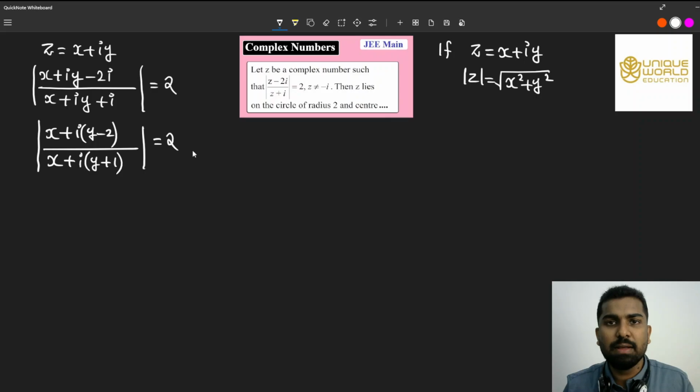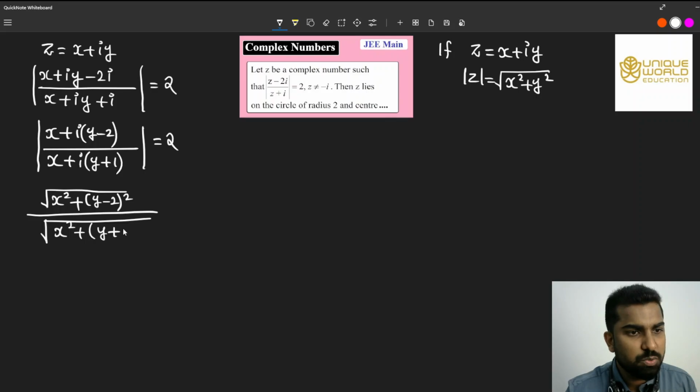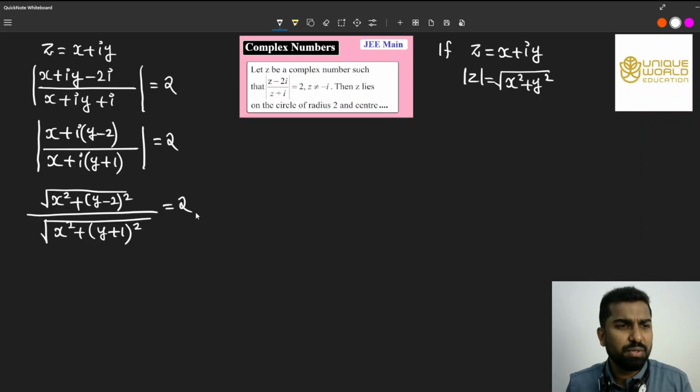Now you have to find the modulus of the numerator and the modulus of the denominator. If x plus iy is a complex number, its modulus is the square root of x squared plus y squared. So the numerator's modulus is the square root of x squared plus (y minus 2) whole squared, divided by the square root of x squared plus (y plus 1) whole squared, which equals 2. Now, if root terms are there, we will square both sides in order to cancel the root terms.